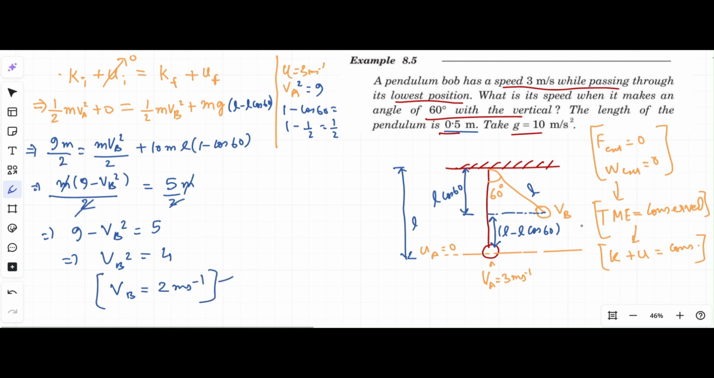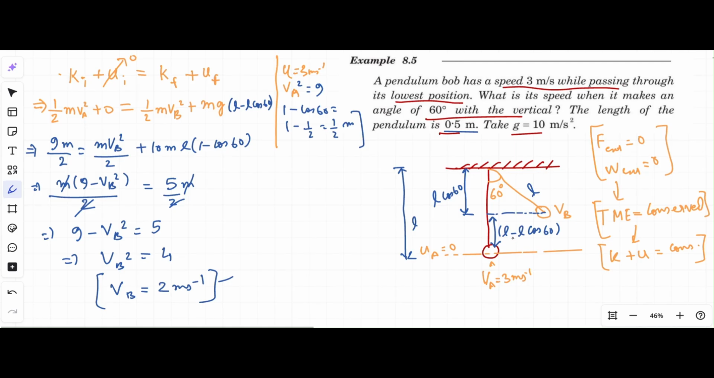So what do we understand? Here the velocity was 3 meter per second, and in rising to a height of 1 by 2 meter, the bob and string system loses some of its velocity and it becomes 2 meter per second.